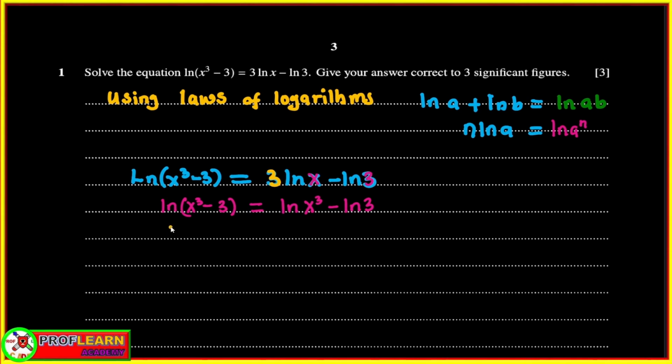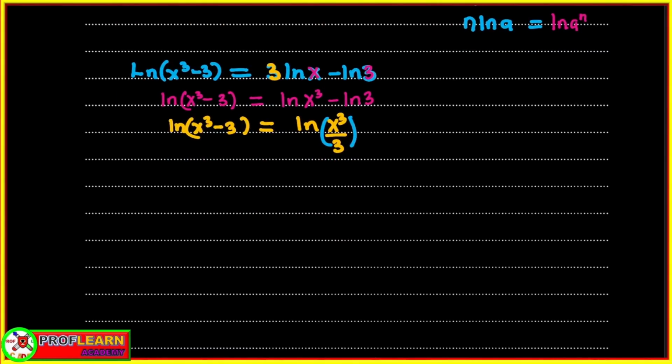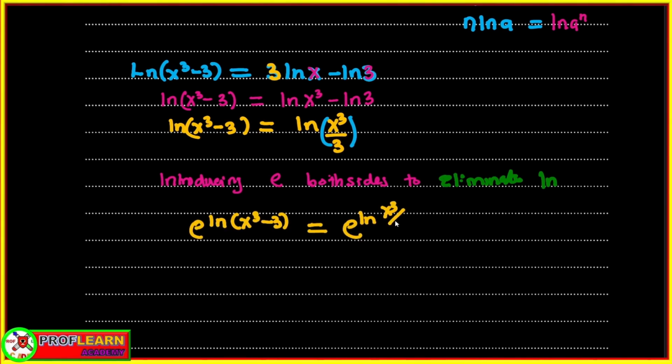So on the right hand side, what we've just done is that ln x^3 - ln 3 can be written as a single log, that is ln(x^3/3). Then we can introduce exponent on both sides so that we can eliminate the ln, so this cancels out, and then we're going to remain with x^3 - 3 = x^3/3. Times 3 on both sides.